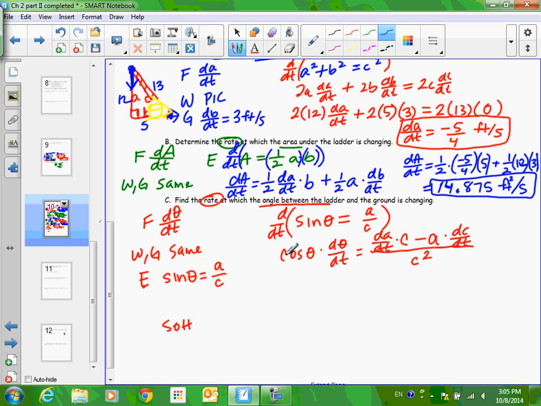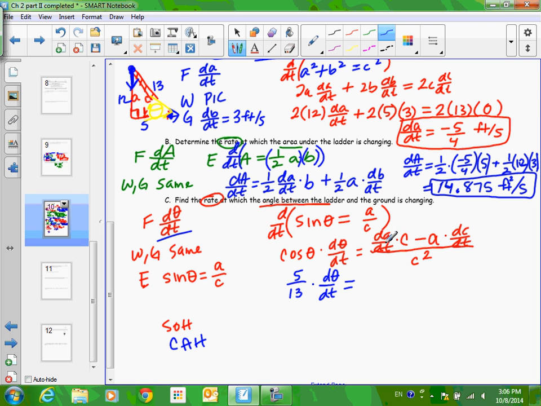All right, cosine theta. Go back up to your picture and tell me, what is the ratio for cosine theta? And this would be SOHCAHTOA, C-A-H. So adjacent over hypotenuse. In this problem, 5/13. You want me to repeat how I got that? All right, I'm going to take that as a no. D theta over dt. That's what we're trying to find, right? So I'm going to leave it as d theta over dt.